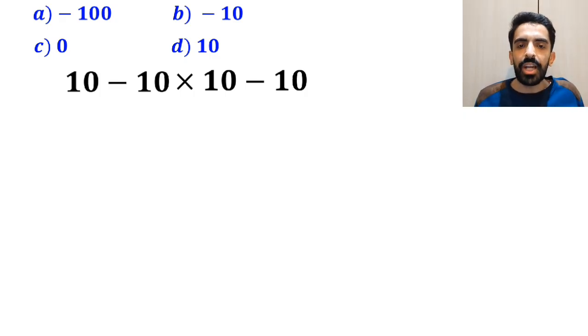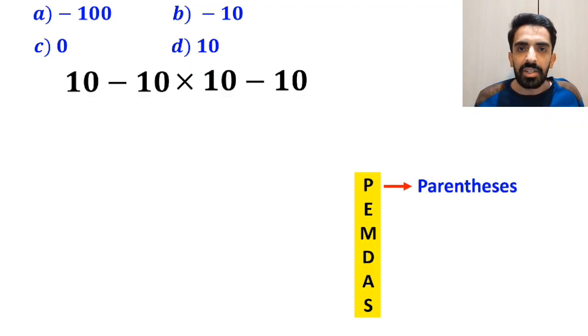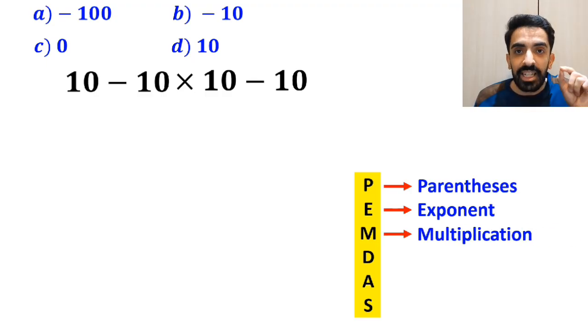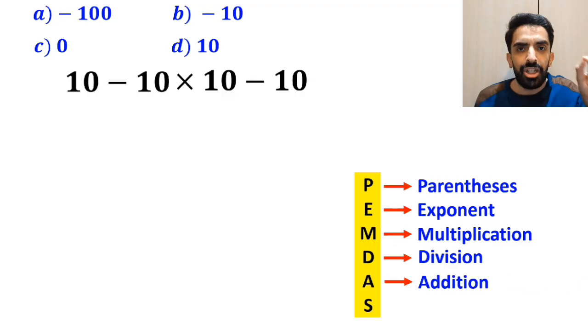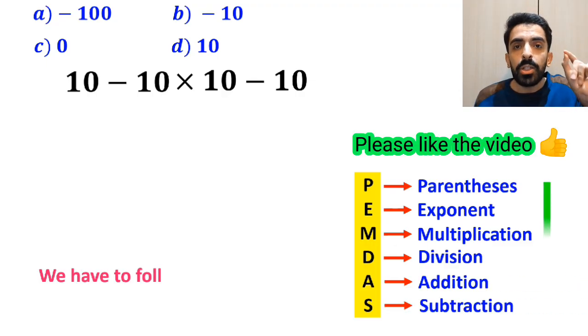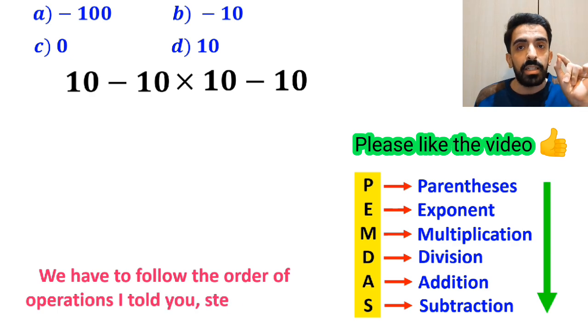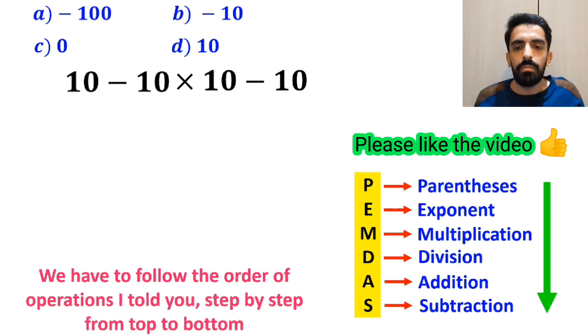To solve this question, we need to follow a rule that is called PEMDAS. In this rule, P stands for parenthesis, E stands for exponent, M stands for multiplication, D stands for division, A stands for addition, and S stands for subtraction. We have to follow the order of operations I told you, step by step from top to bottom.